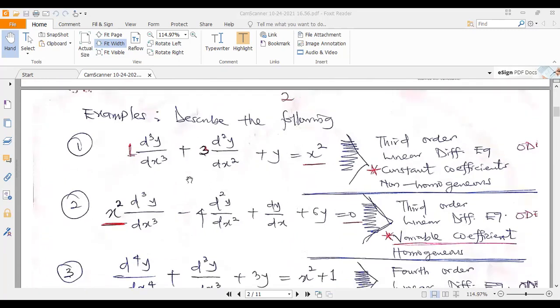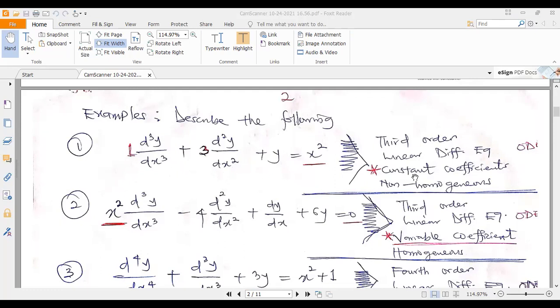Now, let's take a look at example 1. Look at this question number 1. In this case, we are going to call this one third order. Why? Because the n here is 3. And we're going to call it linear. Why are we calling it linear? Because all the coefficients of the derivatives are constants. Now, we're going to call it constant coefficient because we are having 1, 3, 1, and 1 to be the product.